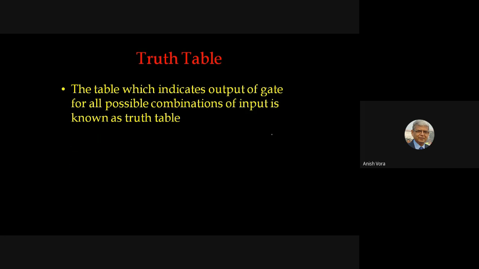So before we start our logic gates, truth table is very important, right? So truth table કોને કહેવું આપણે? The table which indicates output of gate, એટલે gate નો જે output આપણને મળે છે, the table which indicates output of gate for all possible combinations of input is known as a truth table, right? Input ની conditions કેટલી હોય, એ conditions પ્રમાણે we get different output, અને એ જે આપણને ટેબલ થ્રુ મળતું હોય છે, that table is known as a truth table, right? So now we start with the AND gate.